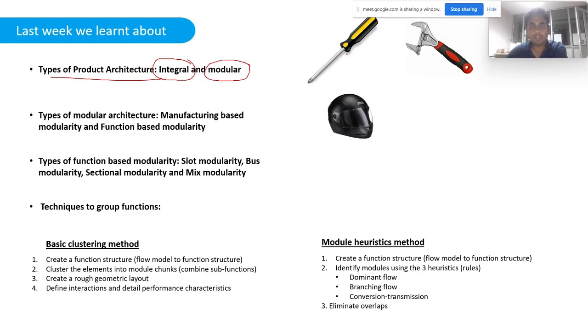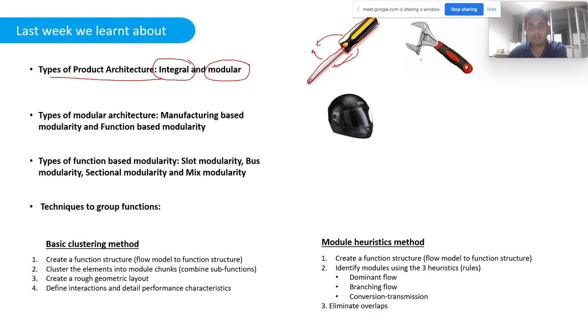Okay. So basically here the screwdriver is an integral architecture because although it has two physical chunks, those are not separable and both do not have separate functionalities. Both are intended combinedly to perform only one functionality, that is to act as a screw remover or screw tightener.